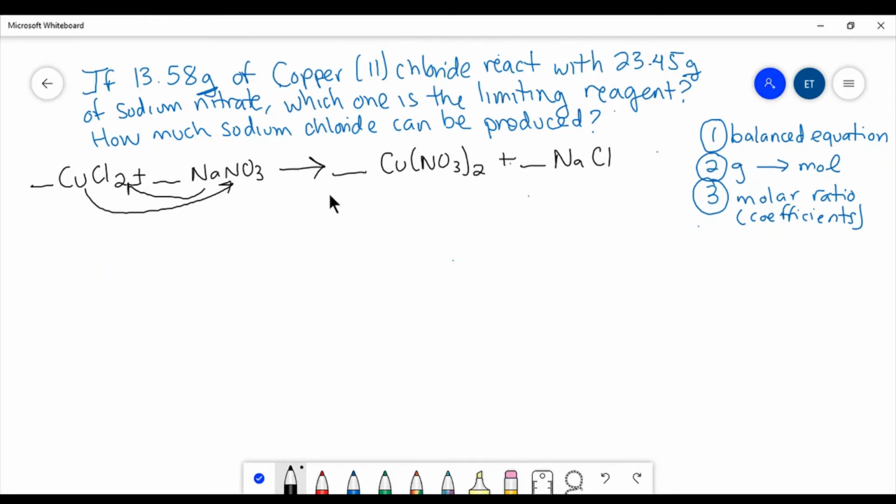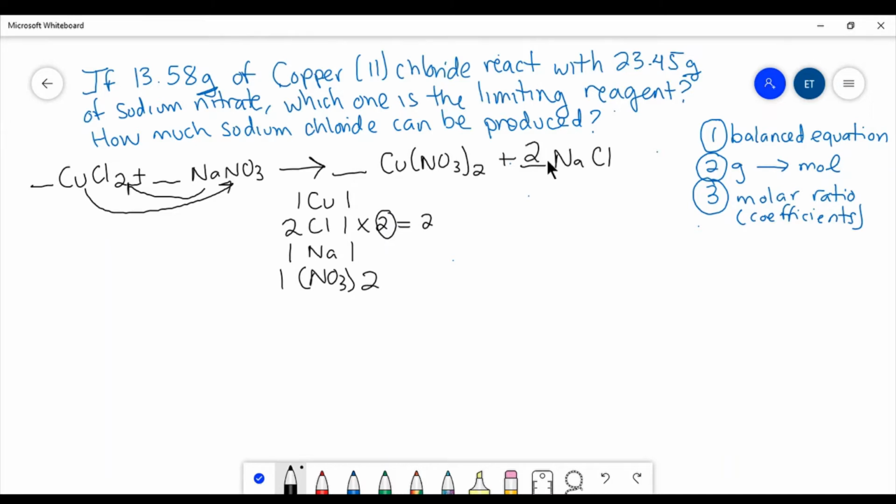I'm just going to write it here real quick and then I'll erase it. Remember, polyatomic ions, just leave them all together. Copper, we have one on each side. Chloride, we have two here and one on the product side. Sodium, we have one and one. Nitrate, we have one and two. So for chloride, we can multiply the product side by 2, so it can give us 2.